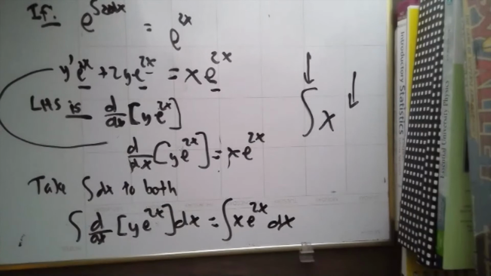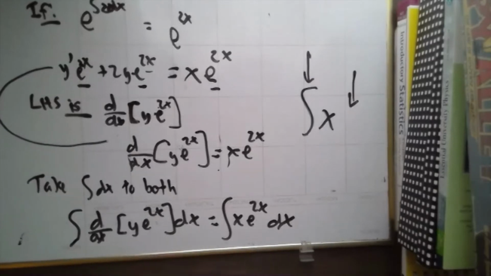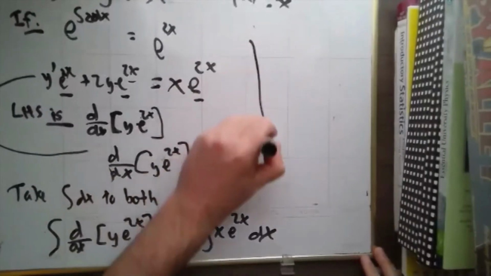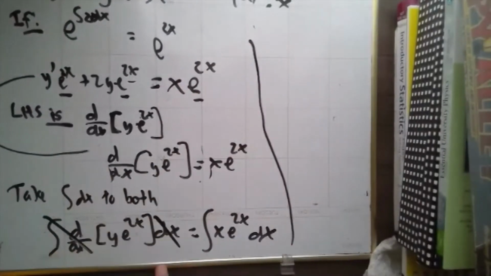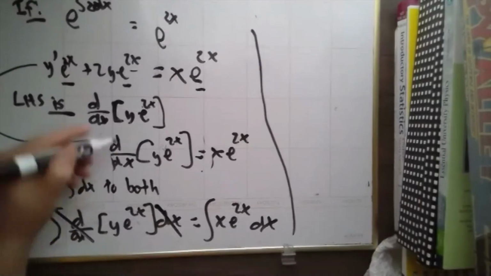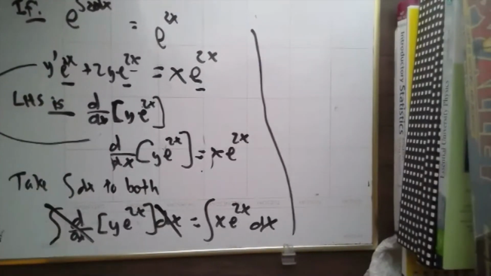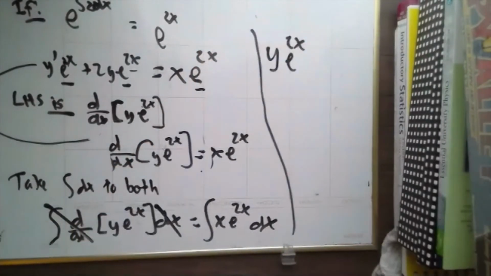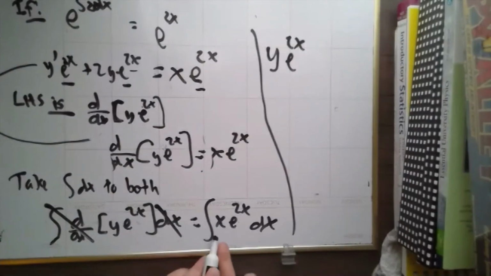Okay, now on the left-hand side, in a sense, these dx's cancel, and I have the antiderivative of the derivative. This is going to happen every single time. Every single time, the left-hand side is all going to cancel out, leaving just y times the integrating factor. This is a step you have to write out. That's part of showing your work. But every time you're going to get y times the integrating factor. Then the work is finding the antiderivative of the other side.